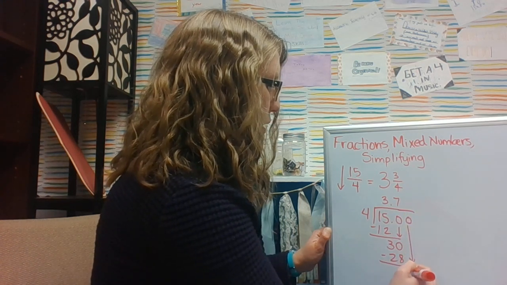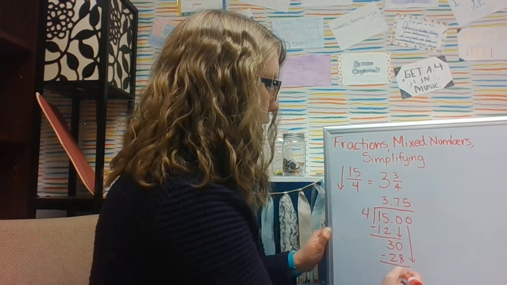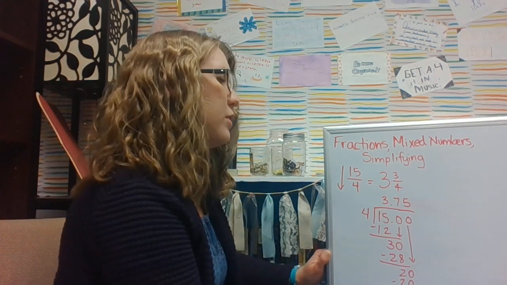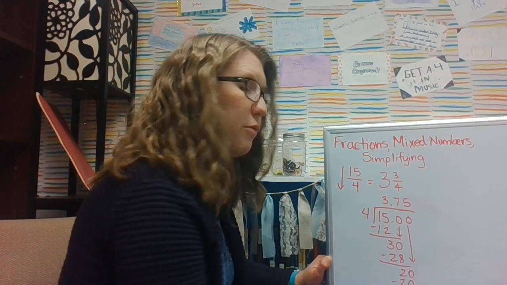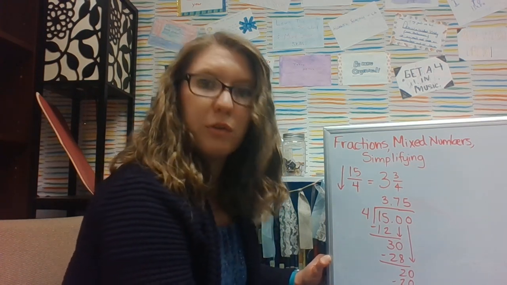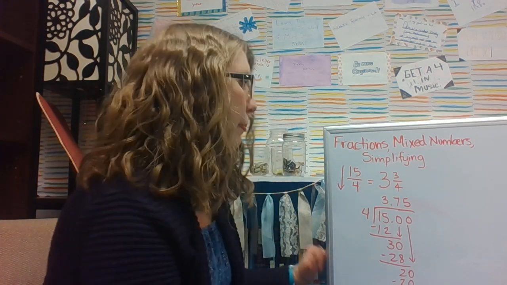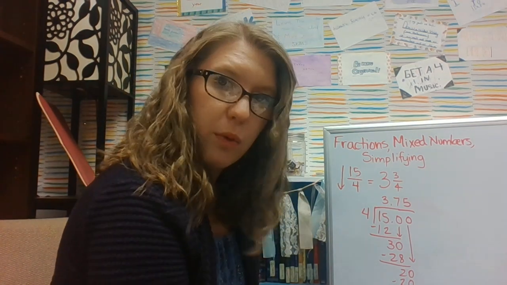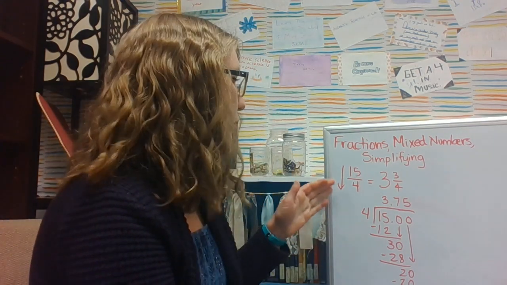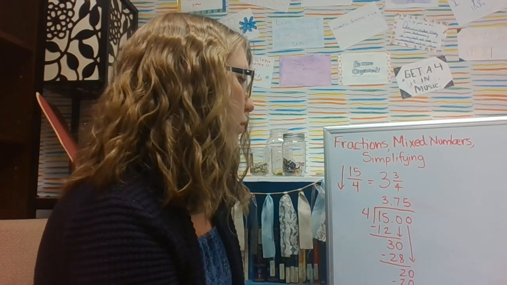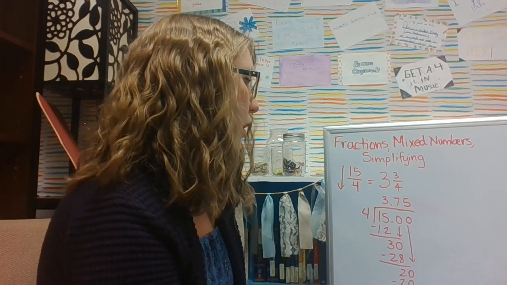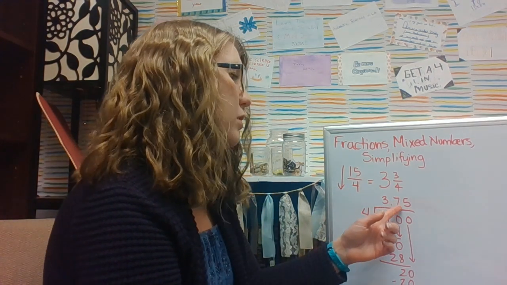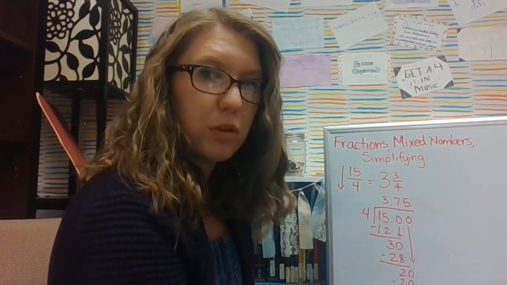I bring it down, and that's 5. 5 times 4 is 20. And I have 0 left over now. So 3.75 is 3 3/4. So those sorts of things also work when I'm using any kind of long division. And I could type this into a calculator, and then I just need to know that 0.75 means 3/4.